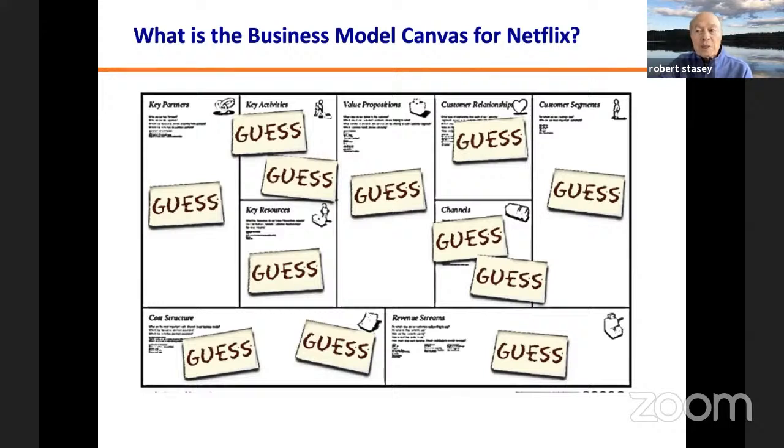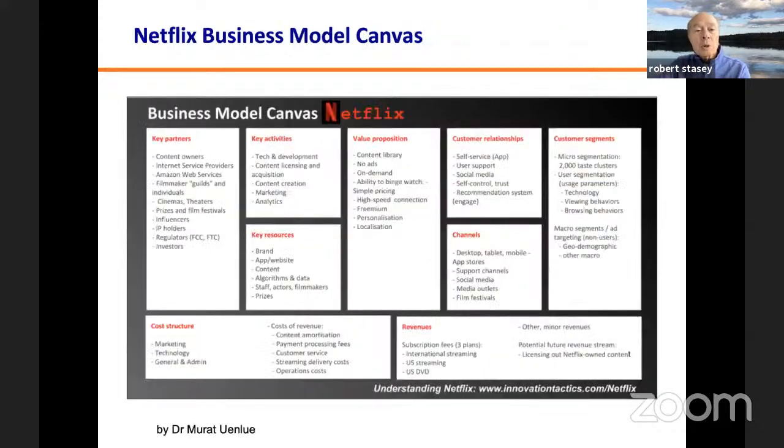What's also important here would be scale. And obviously Netflix had to scale across the country and across the world. And so these would be key things that would be important to looking at the Netflix business model. So let's actually look at their business model canvas. This was put together by Dr. Murat Ulu, and what he did here is he described on the business model canvas for Netflix the key things if you were to analyze it today.